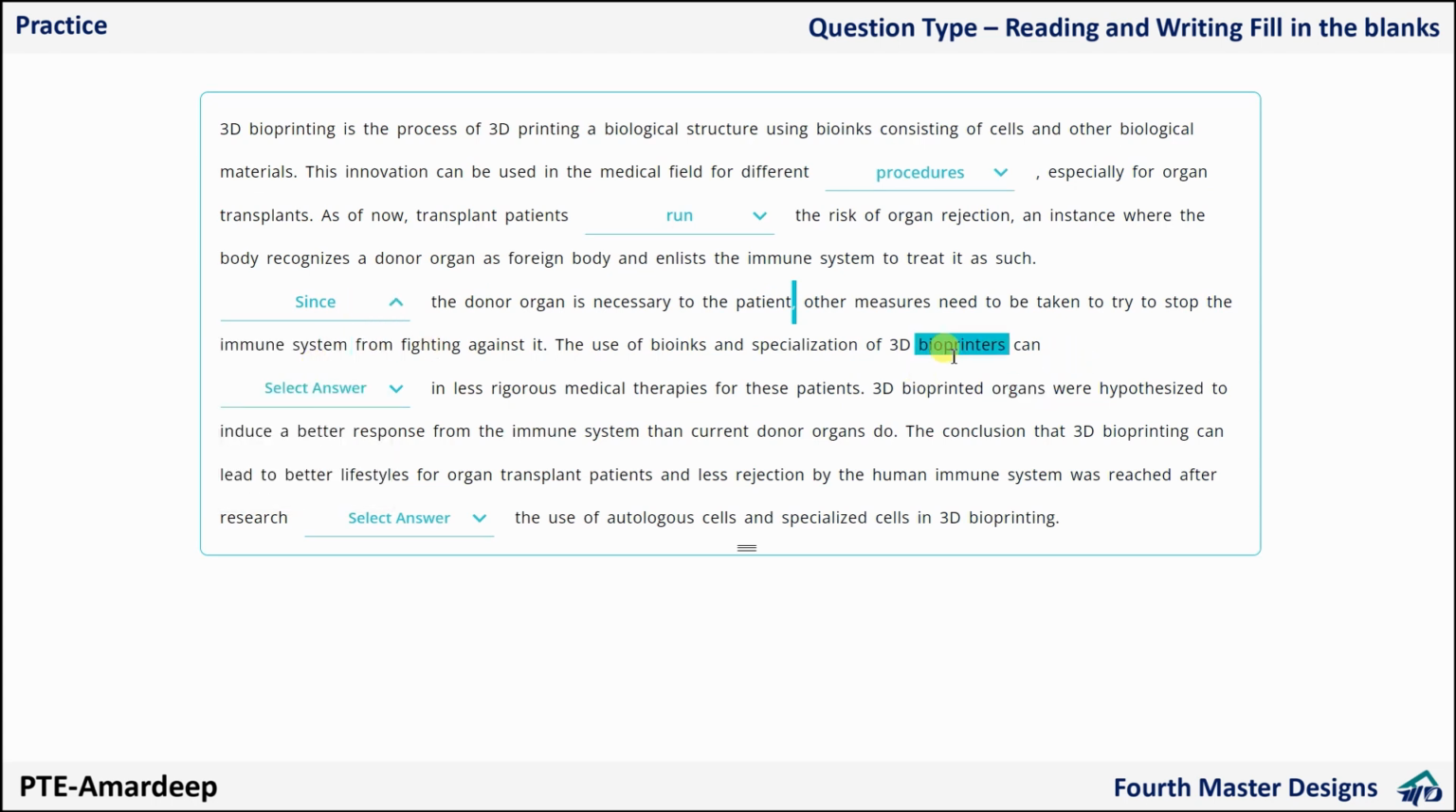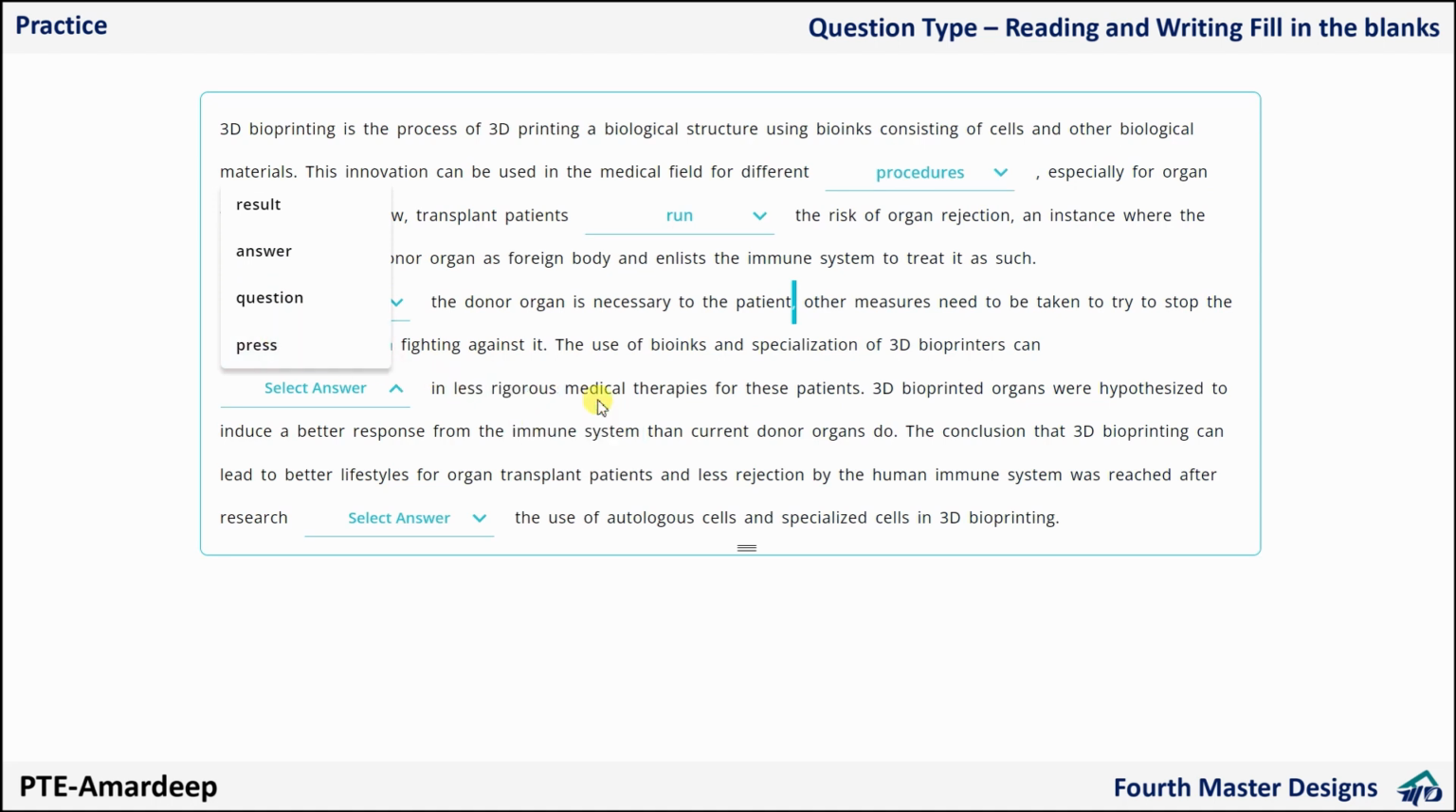Then, guys: the use of bioinks and specialization of 3D bioprinters can dash in less rigorous medical therapies for these patients. Can dash in less, meaning in less rigorous. With can, I should go for the first form of the verb. Result, answer, question, press. Yes, can result. Why? It is some kind of cause and effect: because of something, something is happening. Can answer in less? No. Can question in less? Doesn't make sense. Can press in less?